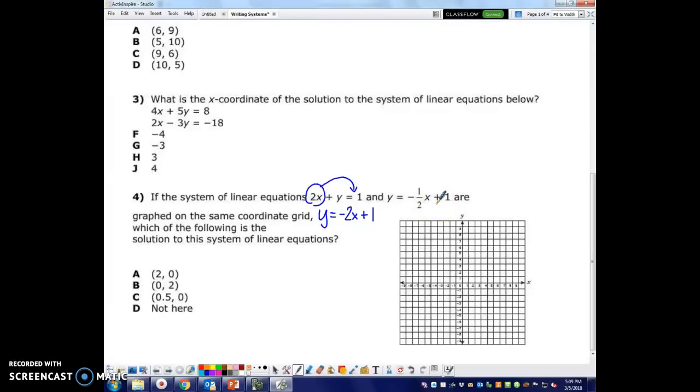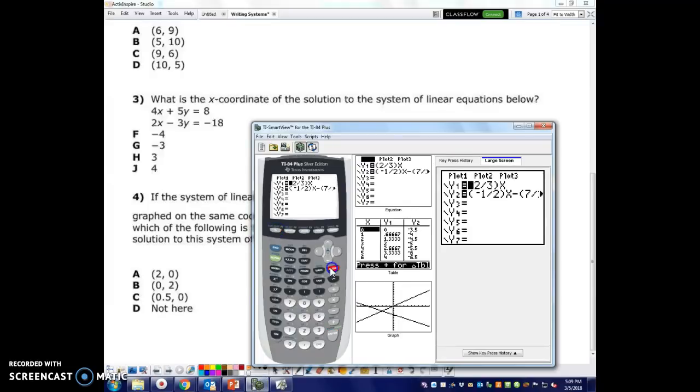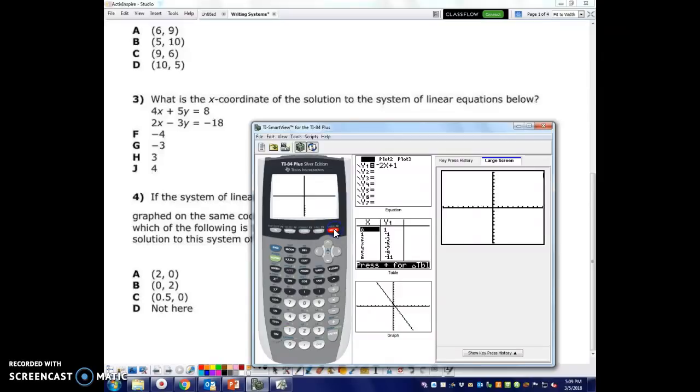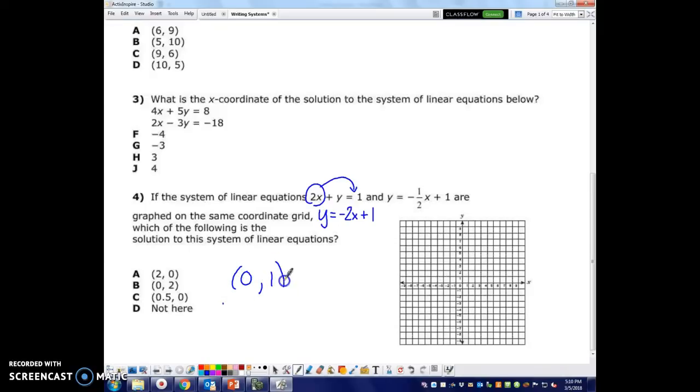Now you can graph it here, or you can graph in your calculator. So the first one was y equals negative 2x plus 1. Okay, and the next one was parentheses negative 1/2 x plus 1. Graph. Okay, so let's see where they cross. Second, trace, 5, enter, enter, enter. They cross at 0, 1. So at 0, 1. Which answer choice is that? Not that one, not that one, not that one. It's not here.